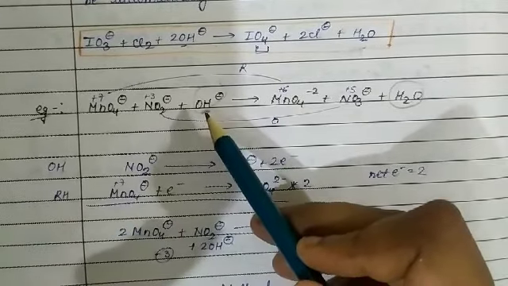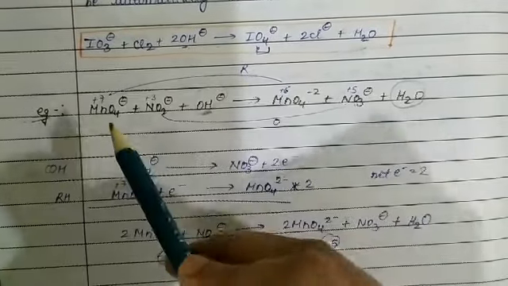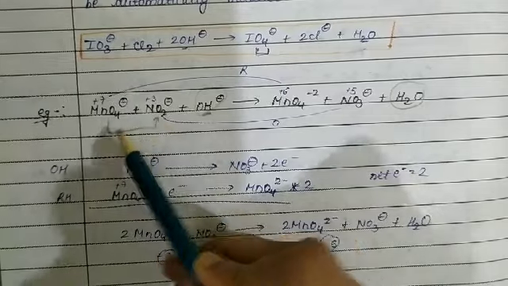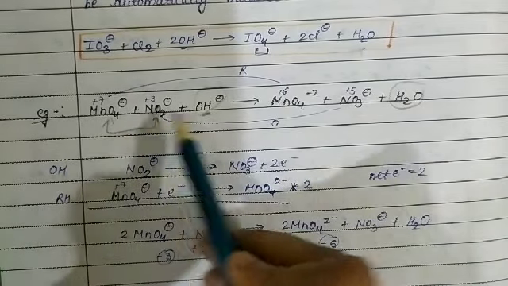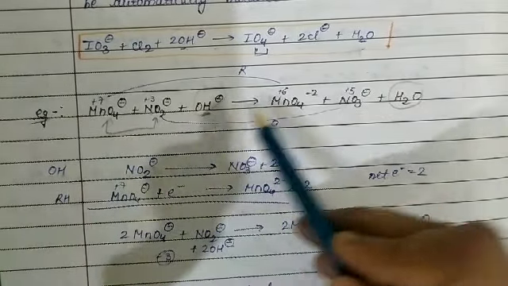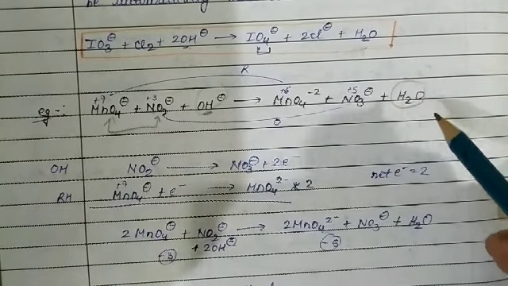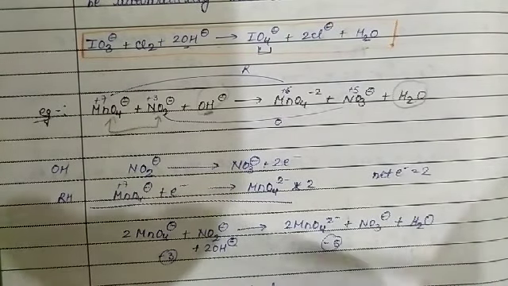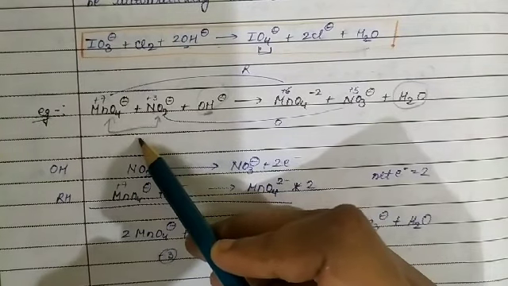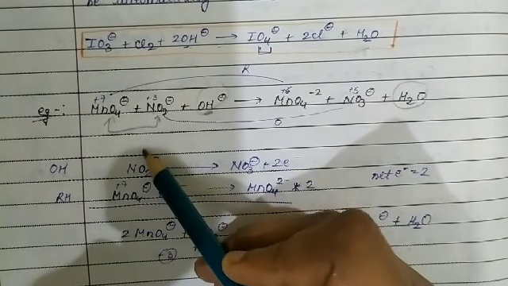OH is provided for basic medium only. So basically we need only this part for the balancing: this one, and this one, and this one. OH minus is for the medium and water will automatically balance. Now see, write two halves, one oxidation half and one reduction half.